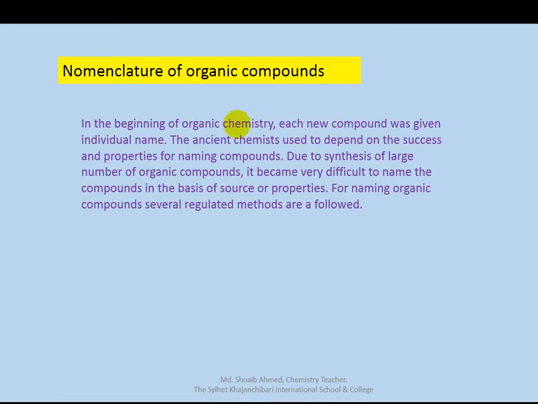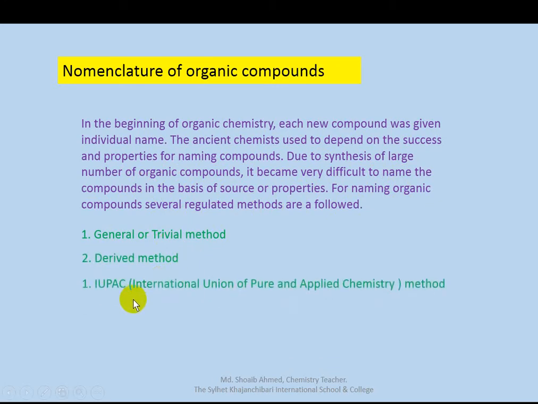But day by day, there are millions of organic compounds. Naming by source, for example formic acid, was named because this acid was found in ants. But it is not possible for a large number of compounds. Due to the synthesis of a large number of organic compounds, it became very difficult to name them on the basis of source or properties. For naming organic compounds, several regulated methods were developed: the general or trivial method, the derived method, and the IUPAC method, International Union of Pure and Applied Chemistry.